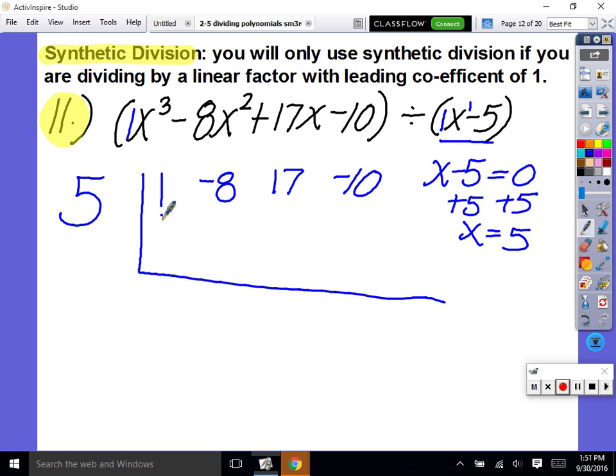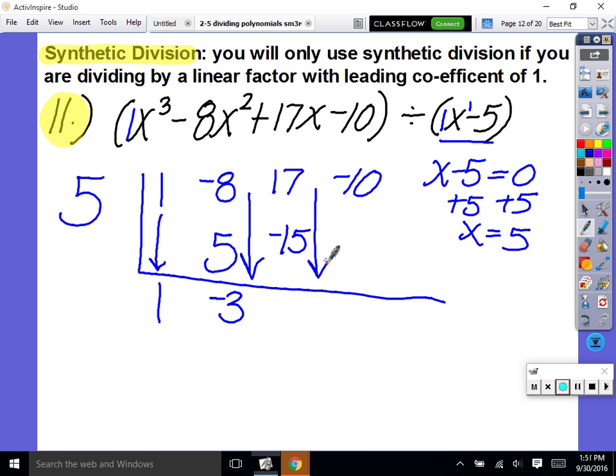Okay, now we're going to drop this one down always. Just drop it straight down. So drop that down, whatever that is goes right here. Now we multiply up. We always multiply up. So 1 times 5. 5. And so we put 5 right here, and we always add straight down. That's negative 3, correct? Then we multiply up. Negative 3 times 5, negative 15, and then we always add straight down.